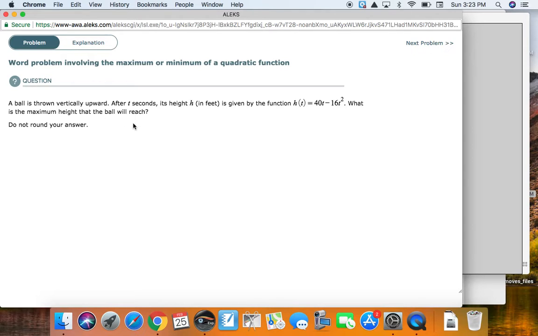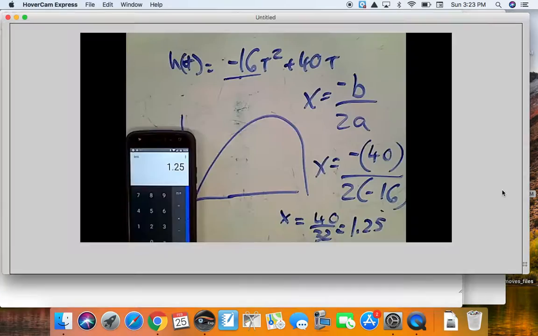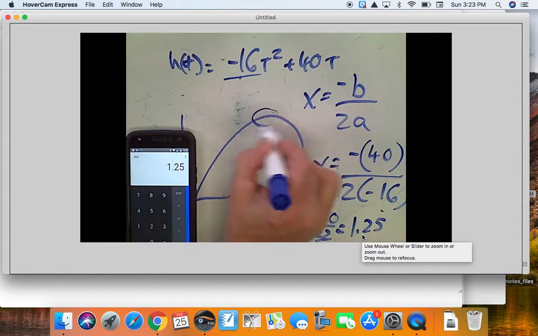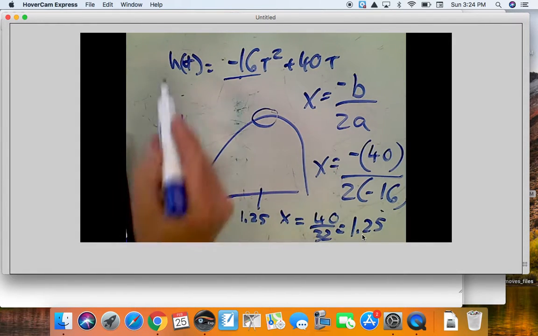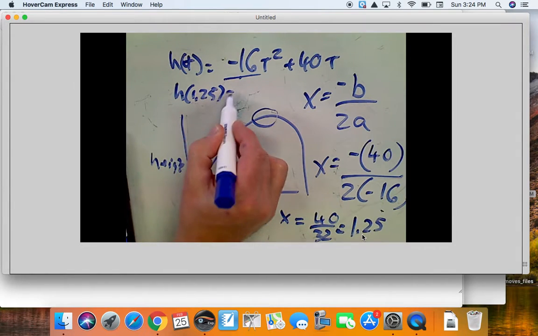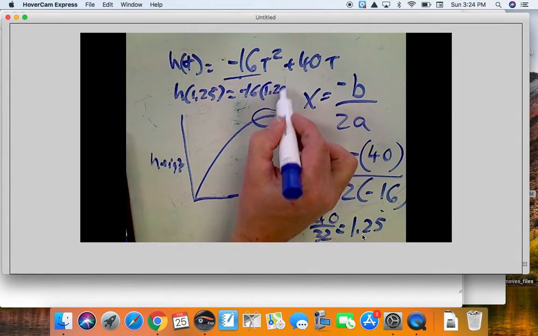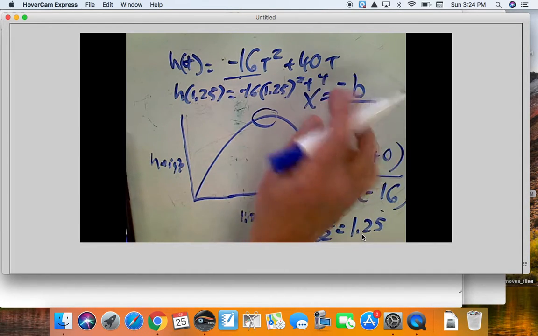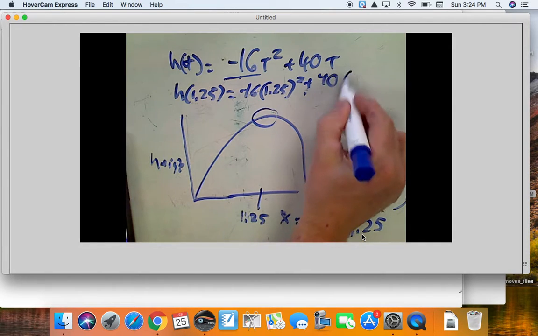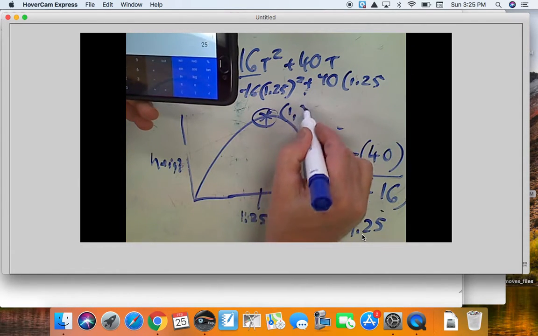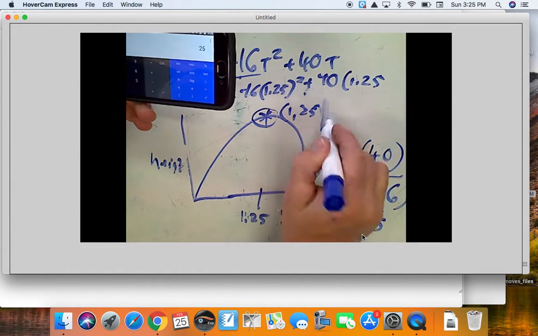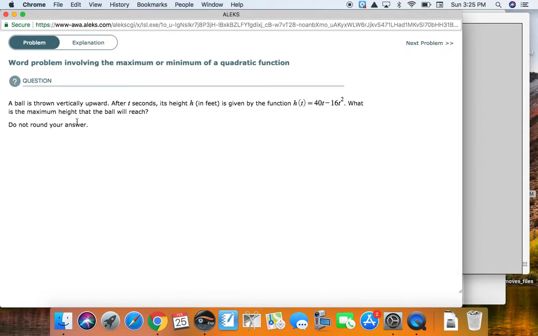Now let's look and see what the question is asking. What is the maximum height the ball will reach? Looking back at this, how can this value help us out? If I know the x-coordinate of the vertex happens at 1.25 seconds, how can I find the height, the y value that goes along with that? Well, I can plug it right into my formula. So h of 1.25 equals negative 16 times 1.25 squared plus 40 times 1.25, which is 25. So the maximum height occurs at 1.25 seconds, and it is 40 feet in the air.